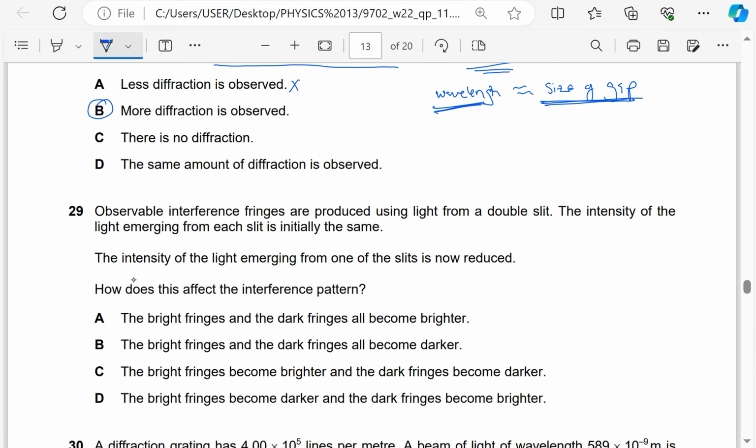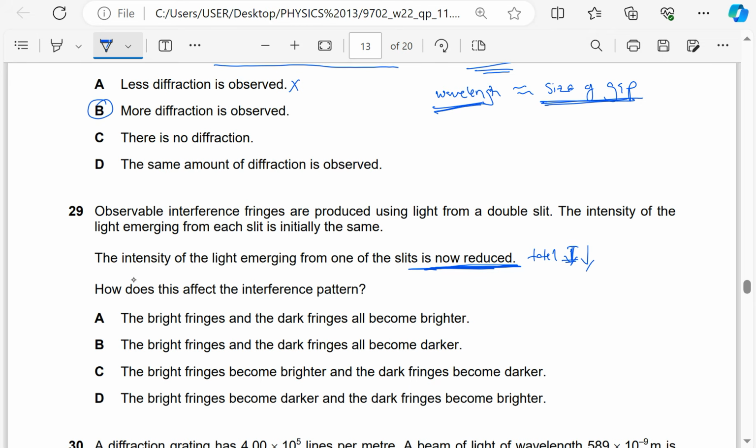Observable interference fringes are produced using light from a double slit. The intensity of the light emerging from each slit is initially the same. The intensity of the light emerging from one of the slits is now reduced. So intensity from one of the slits is reduced, which means total intensity decreases. If total intensity has decreased, it means the brighter fringes are going to be less bright. The brighter fringes must be less bright. That one should be the guiding point.